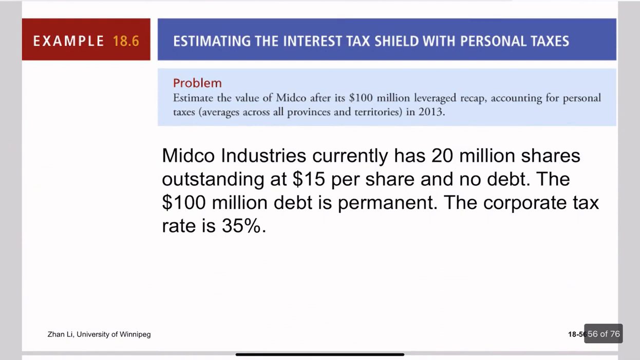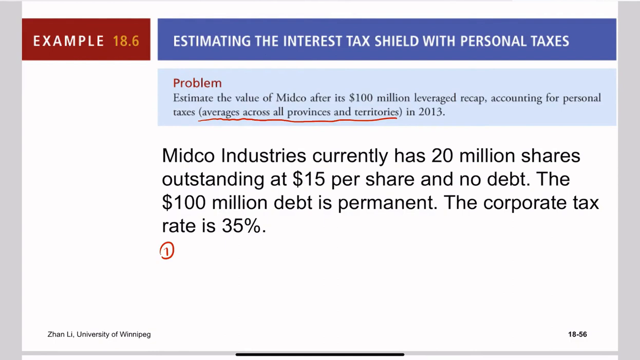Okay, now let's see this example here. Estimate the value of Midco after its $100 million leveraged recap. And here we have to consider personal taxes. And we will basically use the average tax rate across all provinces and territories. So remember the process we just discussed. The process of thinking about leverage recap is a two-step process, right? So first you have to do the valuation. That is, what is the firm's value after this leverage recap?